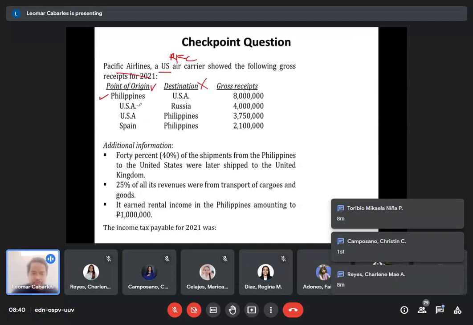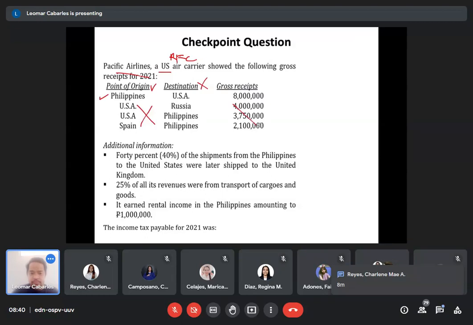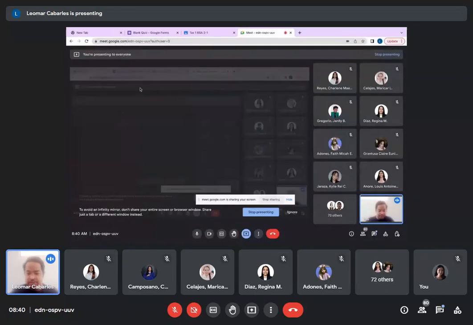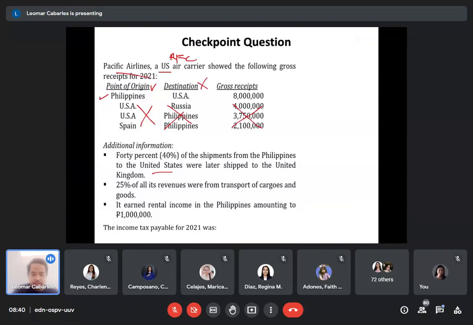So itong tatlo, hindi yan taxable. This is immaterial kung 40% man ay trans-shipment from Philippines to US, then later to UK, that's immaterial. Kasi the important factor is the origin. So, and 25%, so regardless kung cargo or passenger. So, ang subject lang dito ay 8 million. So, the rate, 2.5%. So that's 200,000.